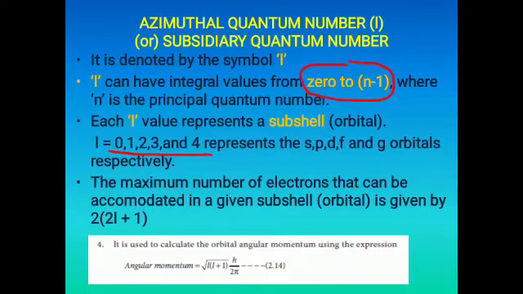So how many electrons can be held by each and every subshell? That is calculated by the formula 2 into (2L plus 1). It is used to calculate the orbital. This azimuthal quantum number is used to calculate the orbital angular momentum using the expression. In my previous video, I told you about the orbital angular momentum and the spin angular momentum. So the orbital angular momentum can be calculated by the formula root of L into (L plus 1) into h by 2 pi. So only by knowing the azimuthal quantum number value, we can calculate the angular momentum.